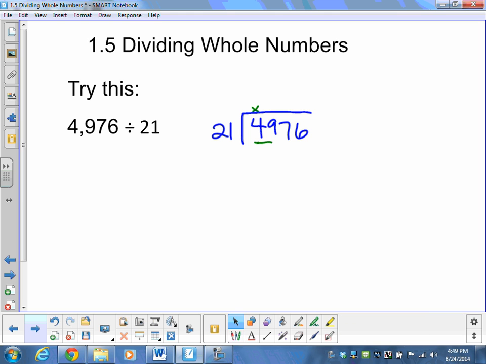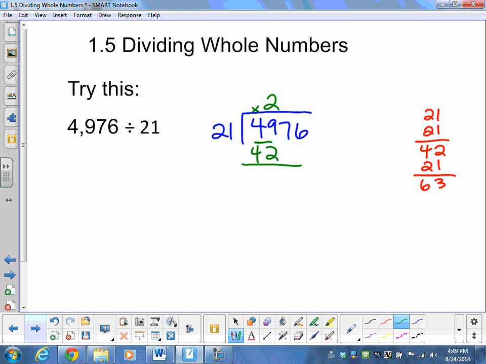So if I add some 21s over here, I know that 21 plus 21 is 42, and if I add another 21, 63 is too high. So 21 goes into 49 2 times, and 2 times 21 is 42. I subtract to see how much is left. 9 minus 2 is 7. 4 minus 4 is 0, so I write nothing.